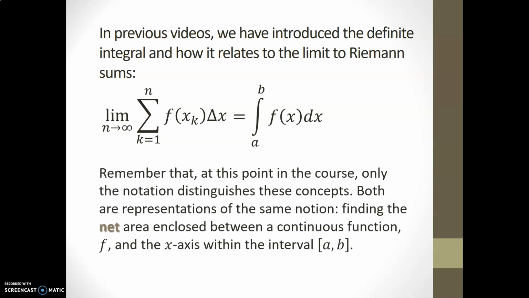At this point, the only thing that differentiated these two elements was the notation, because both were actually representations of one same thing, the net area between a continuous function and the x-axis.